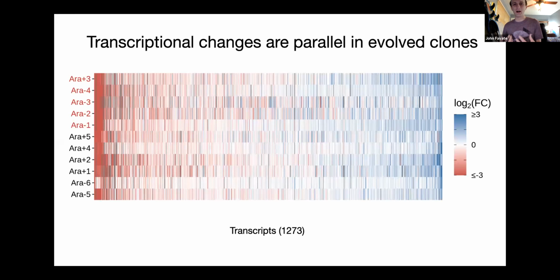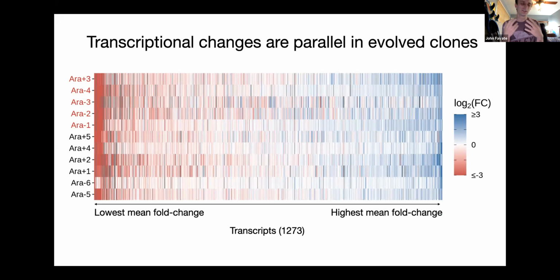So the first big observation we see is that there are some parallel transcriptional changes. What you're looking at here is a heat map, and across the bottom there are 1,273 transcripts. These transcripts come from a set that have reached statistical significance in at least one of the evolved lines. That means that when I calculated these fold changes with DESeq2 from the ancestor to the evolved line, the transcript reached statistical significance in one of the lines. And so I'm considering this set as the statistically significant set.